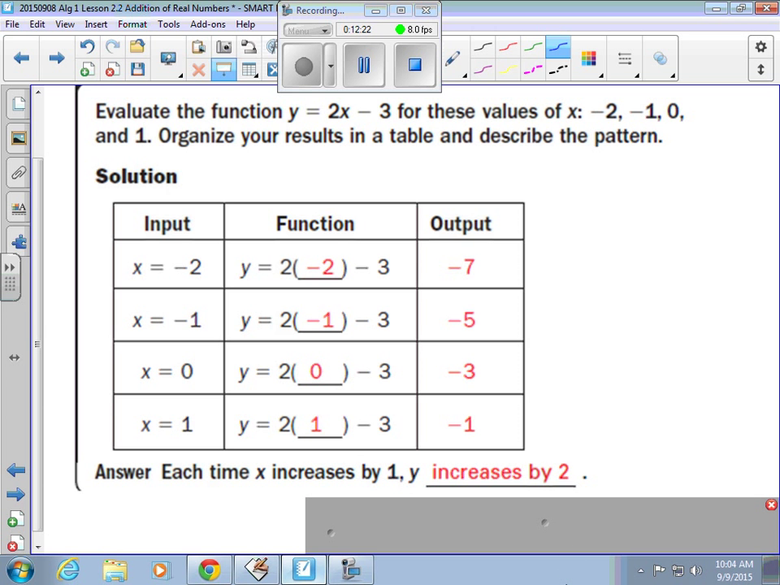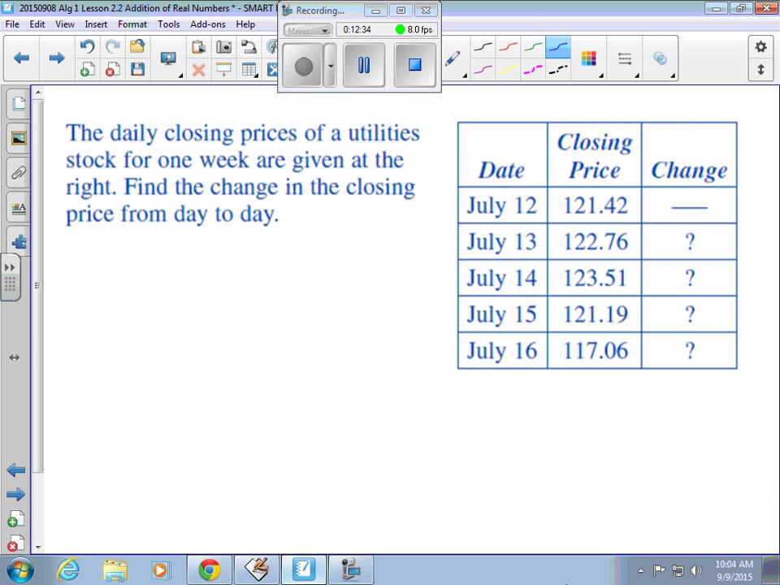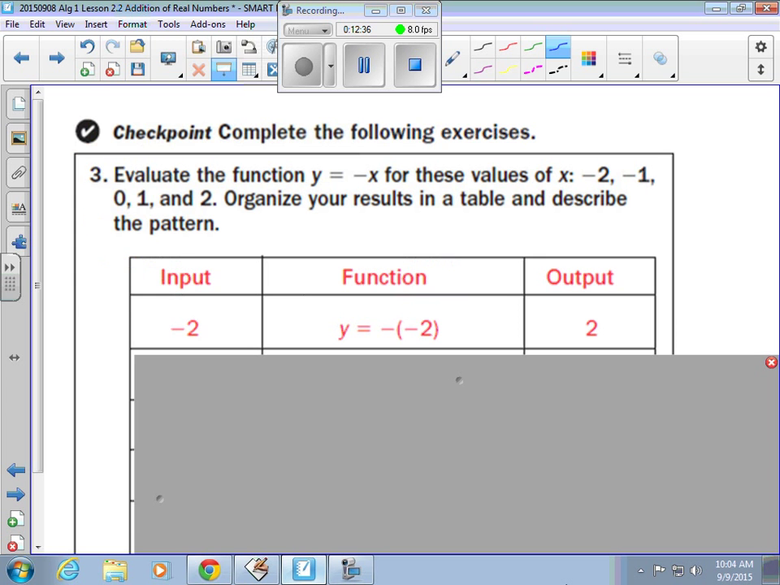Notice each time x goes up by 1, y increases by 2. That's your constant increase. We're going to skip number 4 just for the sake of time and look at the checkpoint. Y equals negative x.